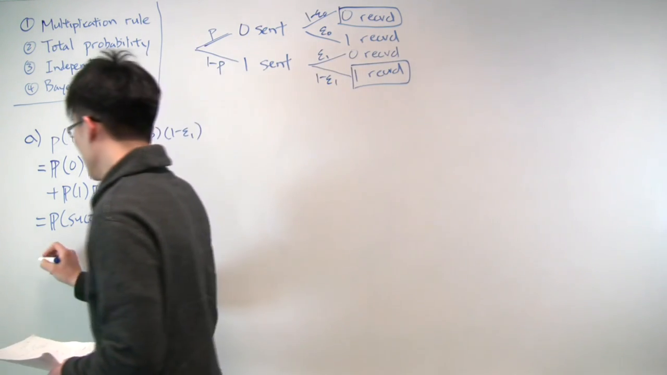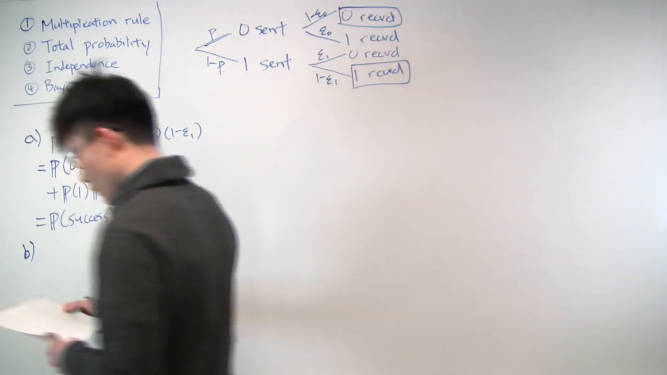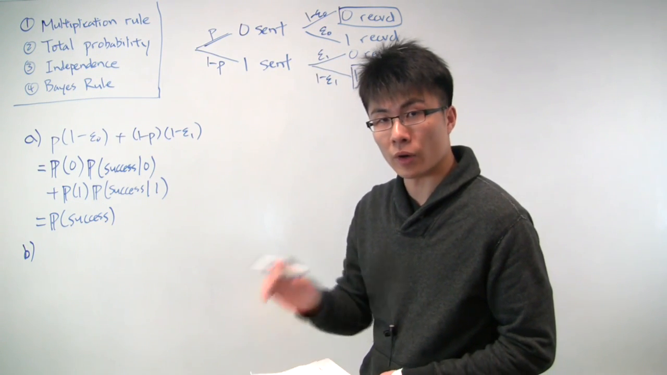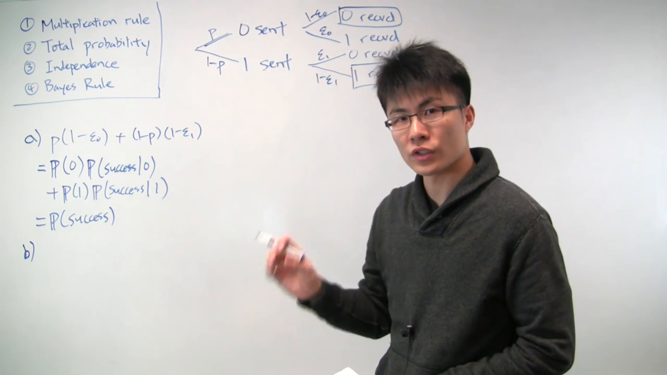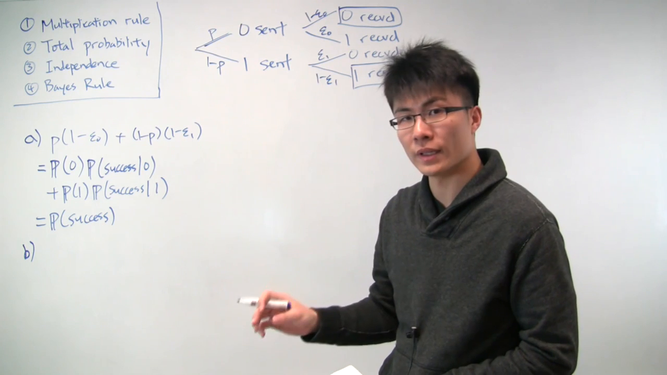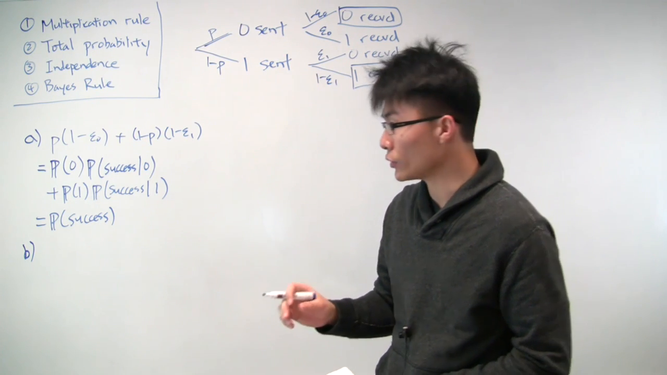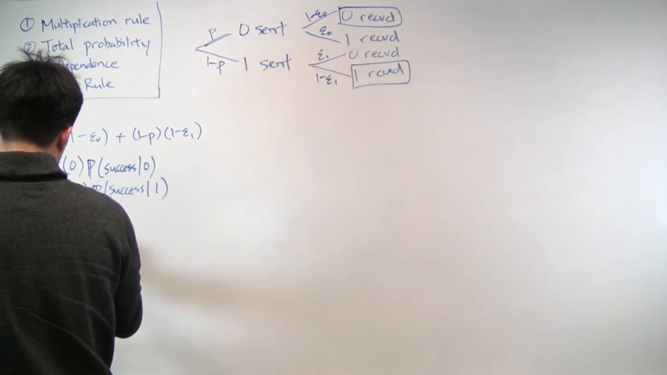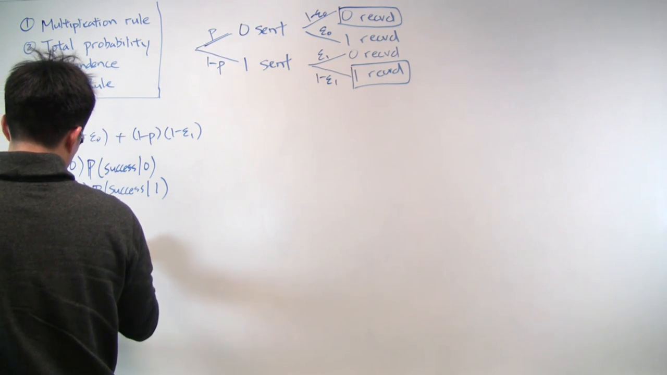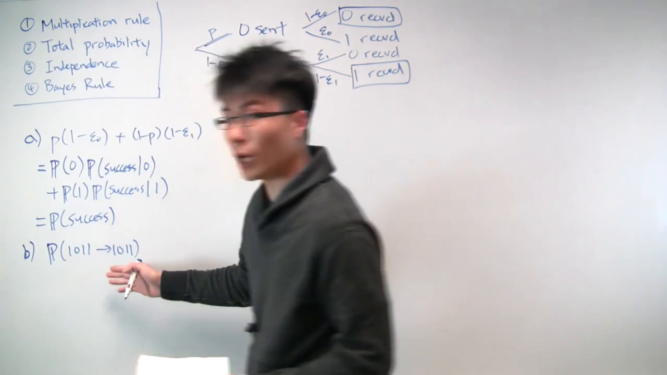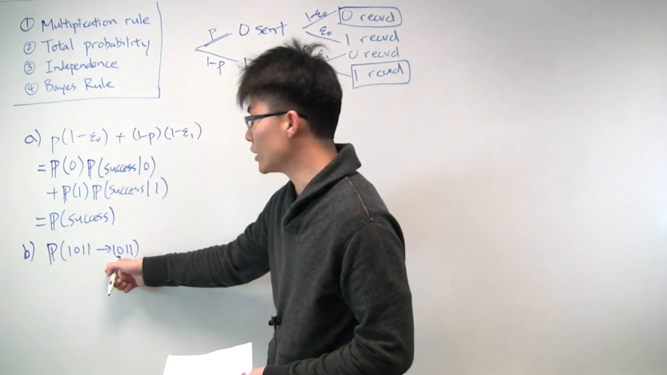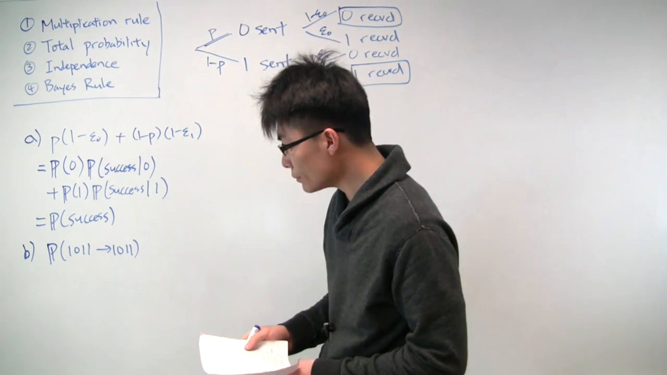All right, so now let's move on to part B. Part B is asking, what is the probability that a particular sequence of bits, not just a single one, but a sequence of 4 bits in a row is successfully transmitted? And the sequence that we're looking for is 1, 0, 1, 1. So this is how I'll denote this event. 1, 0, 1, 1 gets successfully transmitted into 1, 0, 1, 1.